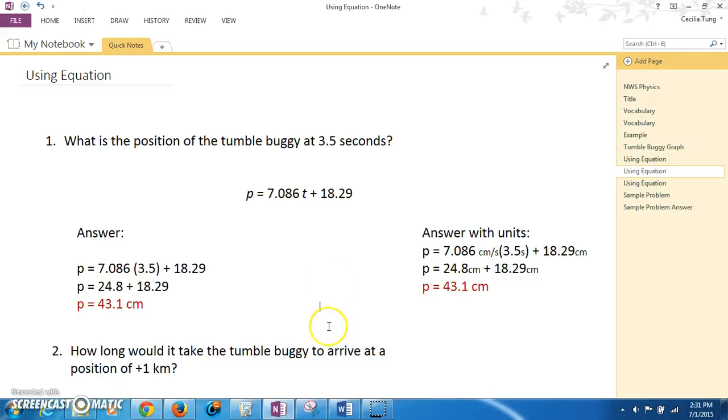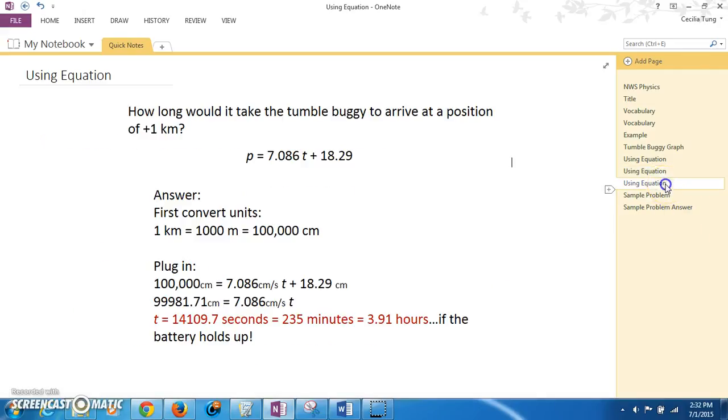Next question, how long does it take the tumble buggy to arrive at a position of 1 kilometer? This time we're given a position and need to solve for time. But watch out for units. Our original equation is in terms of centimeters, so we can't just substitute 1 kilometer into the equation. We first have to convert from kilometers to centimeters. Then we can plug in 100,000 centimeters into our equation here and solve for t.